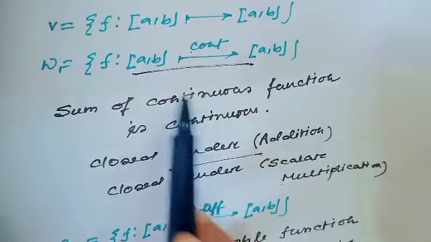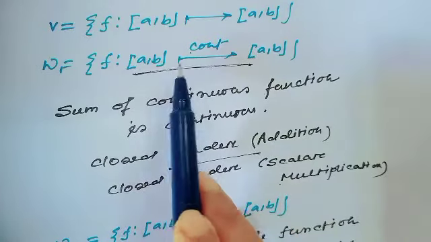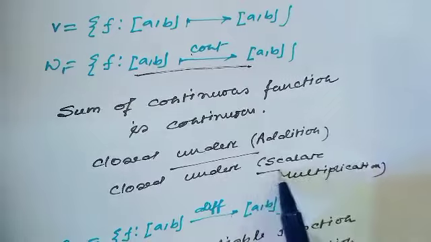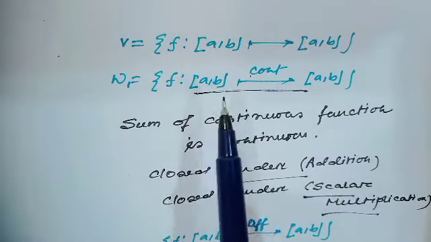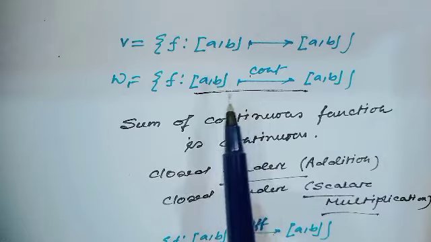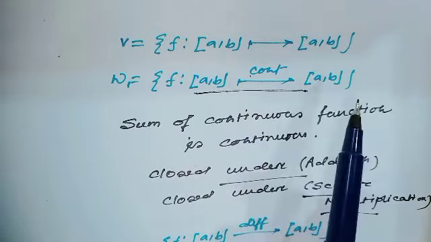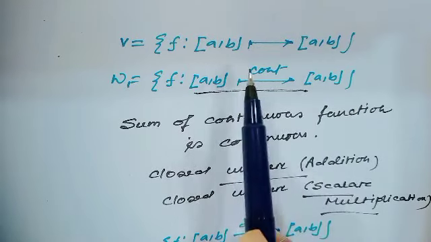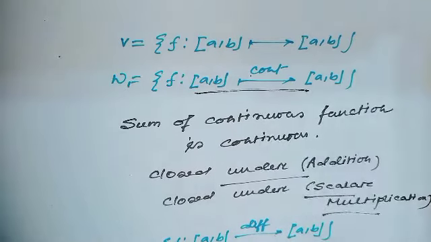Also, if we multiply any function by a scalar, then also this would be a member of W1. That means this is closed under scalar multiplication. So the set of continuous functions defined from the closed interval [a,b] to the closed interval [a,b] is always a vector subspace of the set of functions defined from the closed interval [a,b] to the closed interval [a,b].